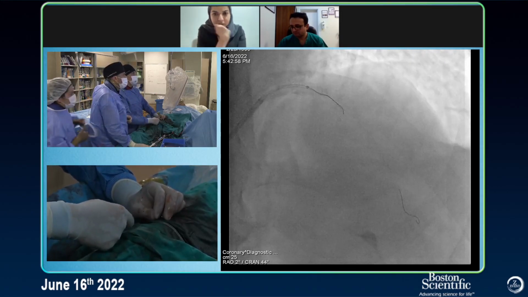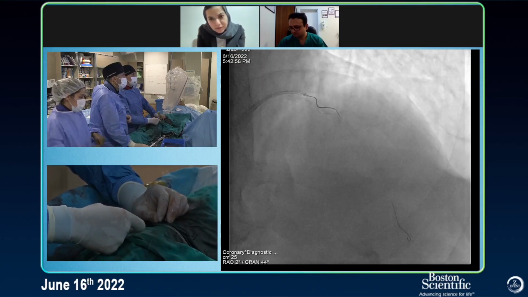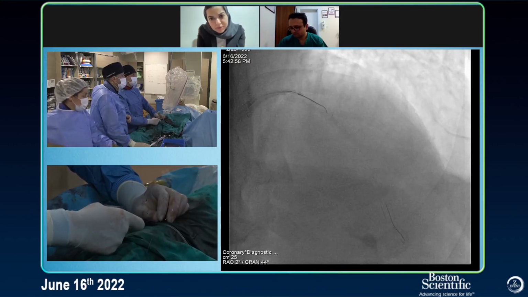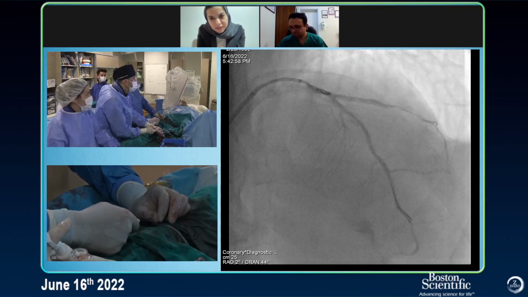But I shouldn't go that way. I should go easily to distal. Please use a fresh wire. I think we've got a lot of curves. Yeah. All right. That's okay.